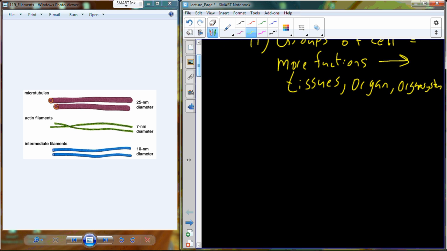All right, so putting two cells together, these are two individual cells, they're going to make contact. And we want that contact to be more than just a neighboring cell. We want it to actually adhere. So there's a couple ways we adhere the cells together. We call those cell contacts.